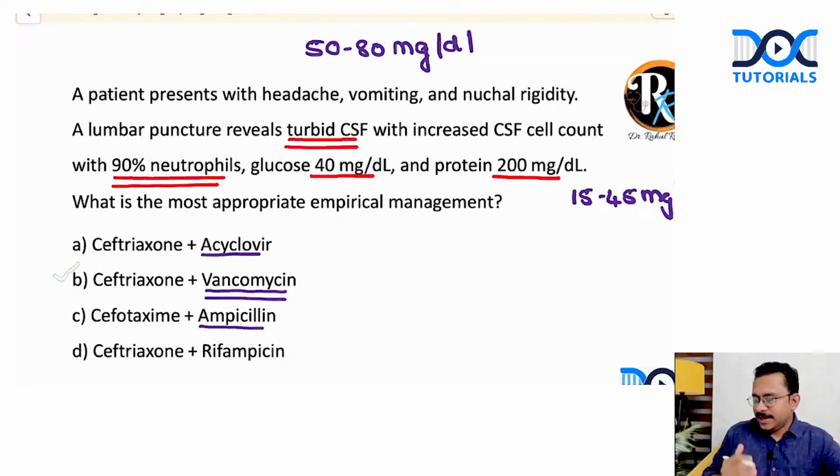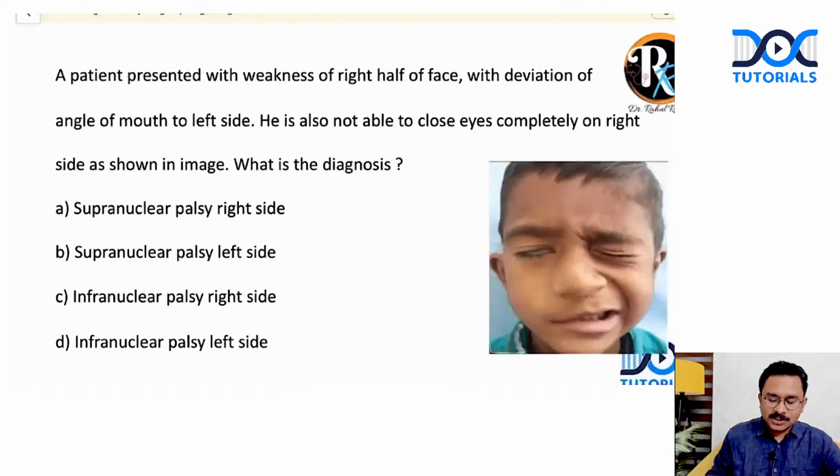So in the comment section, yes, I can see Dr. Ranjit, Arvind. Yeah, all of you are saying the right answer. Right. Let us go to the next question.